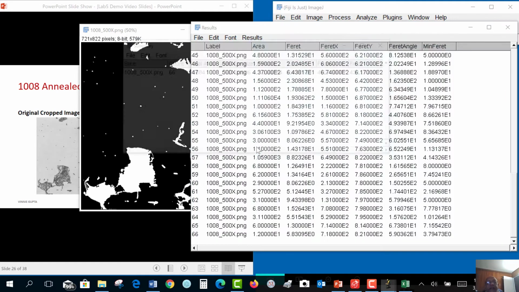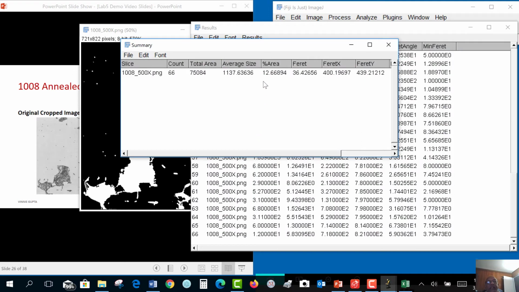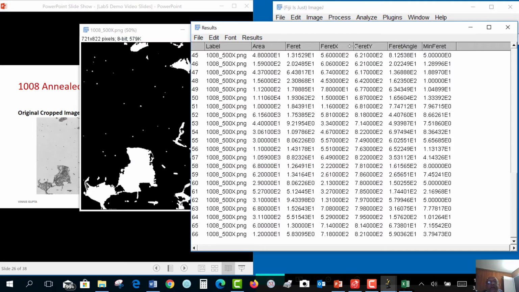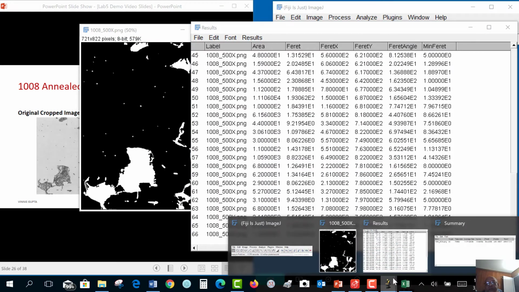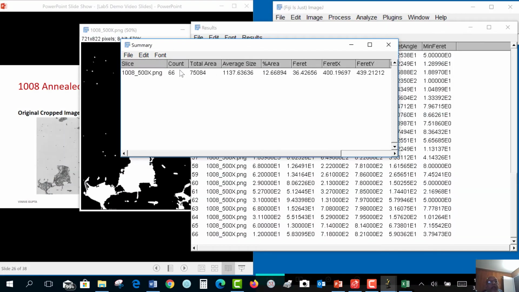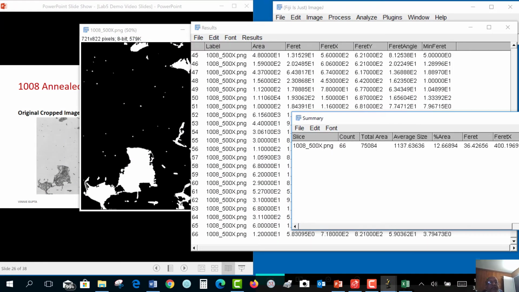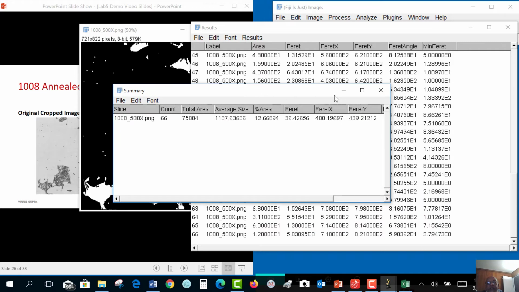So we say OK. And we see that our percent area is like 12.67%. Oops. And it got 66 particles. So that's kind of a lot. 66 particles is a lot. So let's redo this again.